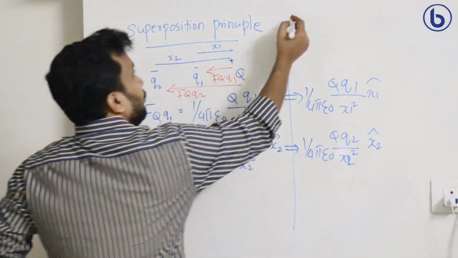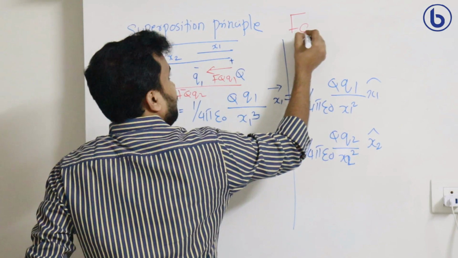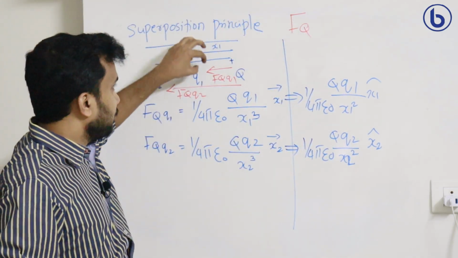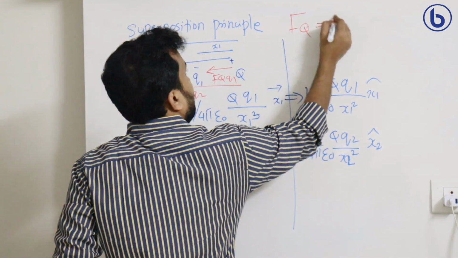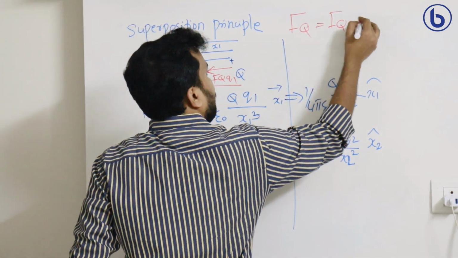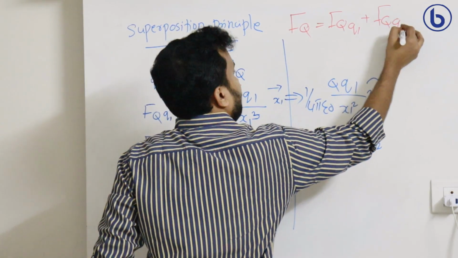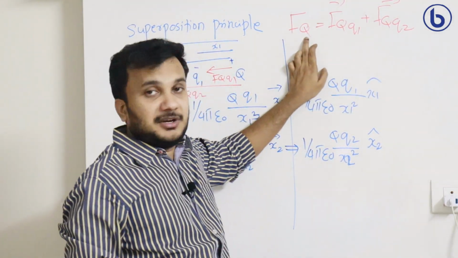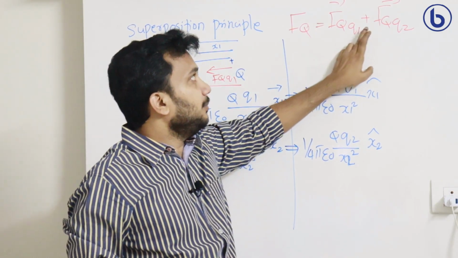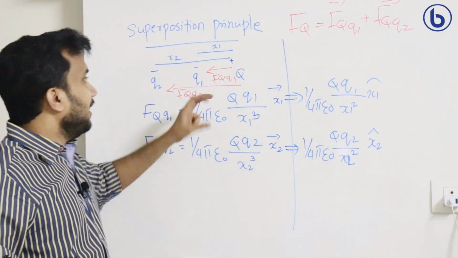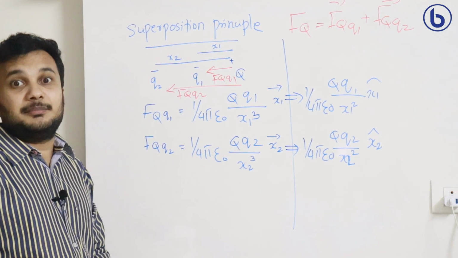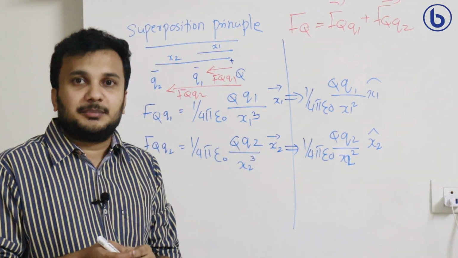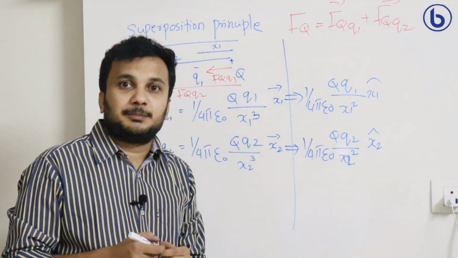You can say the total force on charge Q, because of Q1 and because of Q2, will be equal to F capital Q Q1 plus F capital Q and small q2. This is the equation: F capital Q equals FQ Q1 plus FQ Q2. Why am I adding like this? Because both are in the same direction. If they are in the same direction, you can just sum them up. That is called the superposition principle.